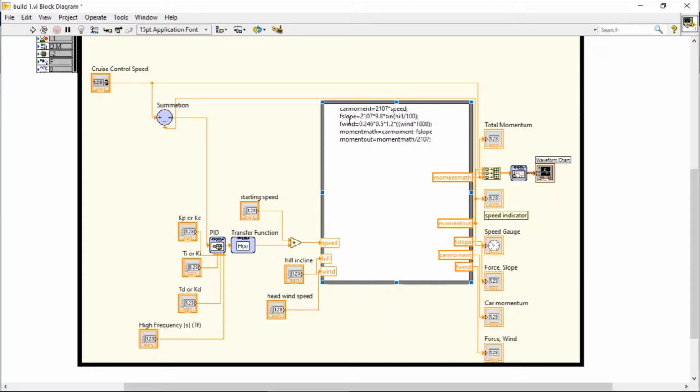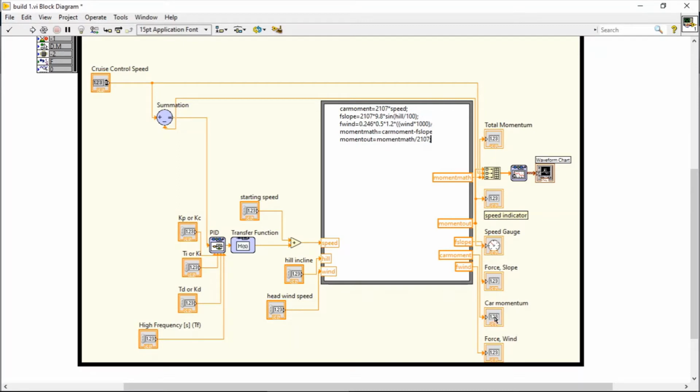and then finding the force of the slope and the force of the wind, and basically taking the momentum math, which comes from car momentum minus F slope minus F wind, which is the opposing forces acting on each other. And then I just converted momentum out by getting rid of the weight of the car again, and that is shown here. So that actually comes out to be total momentum.